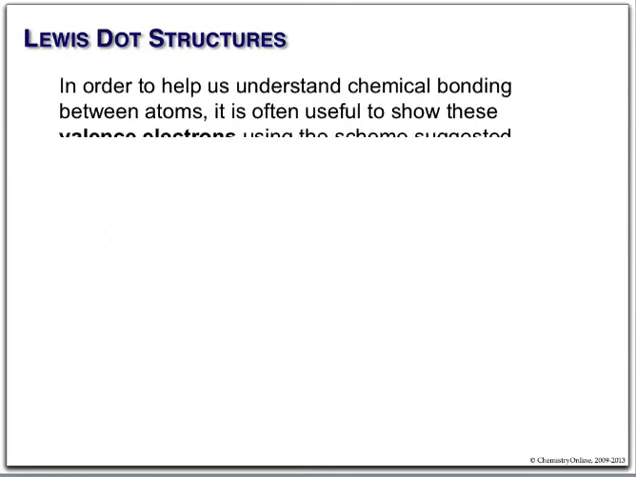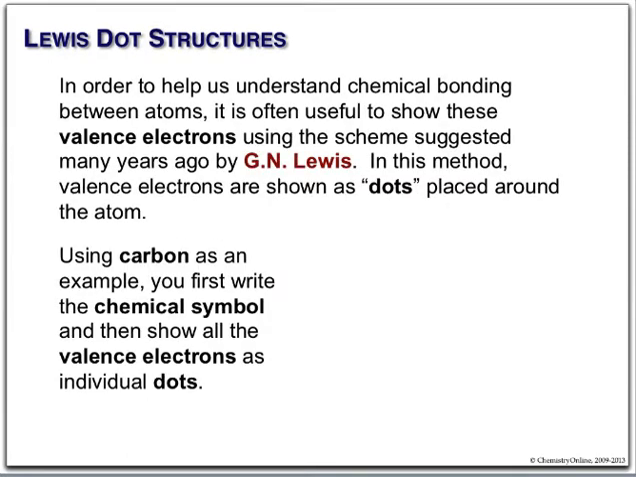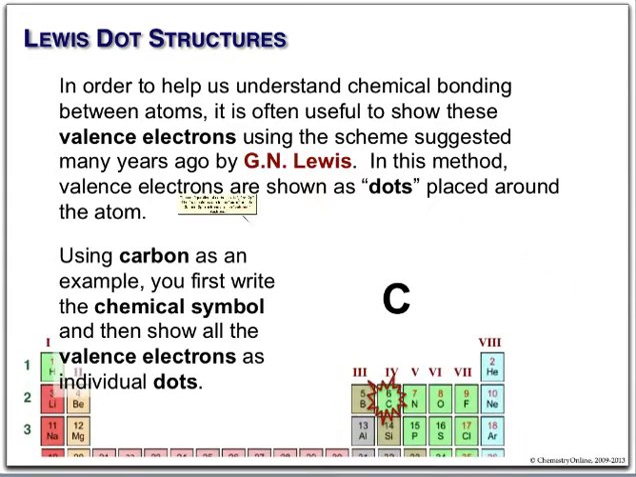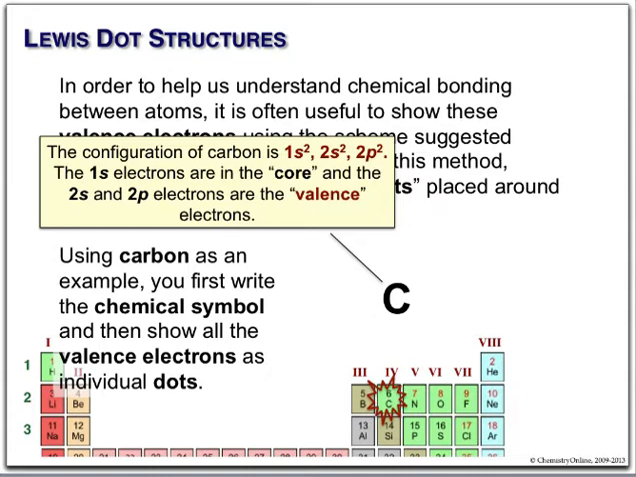The Lewis dot structure is a device developed by Lewis many years ago to help explain chemical bonding. In a Lewis dot structure, you start off with the symbol for your atom. Here we have carbon. Carbon is in group 4A. That means it has 4 valence electrons. Again, we don't care about the core, just the valence electrons. In a Lewis structure, we show these as dots placed around the element symbol.